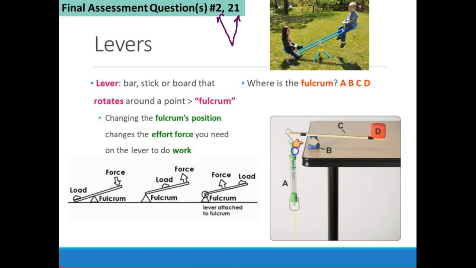Okay, which part here are we pivoting on? Which part is the fulcrum? Awesome, yes, you guys are correct. So letter B here is going to be our fulcrum. That is where we're pivoting. Okay, this is number 2 and number 21.